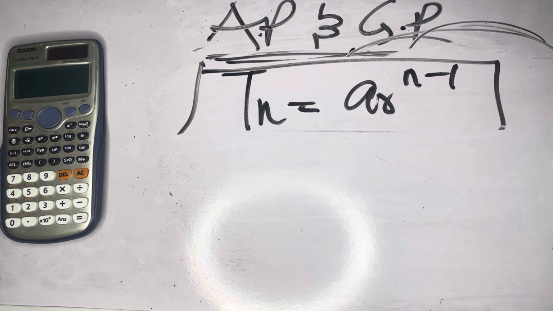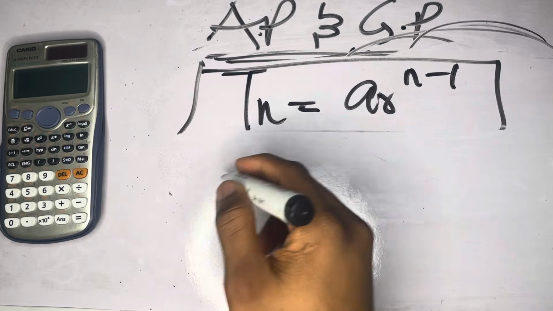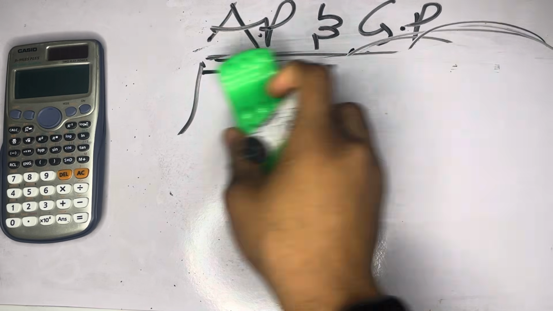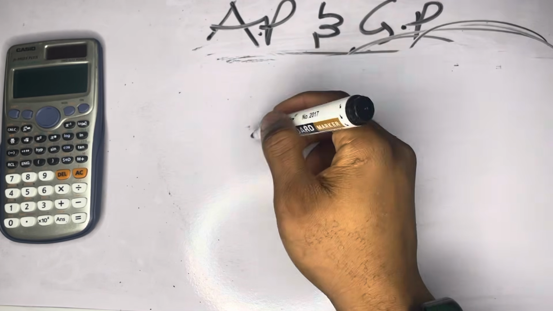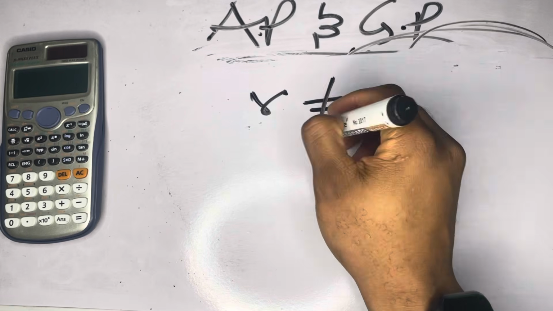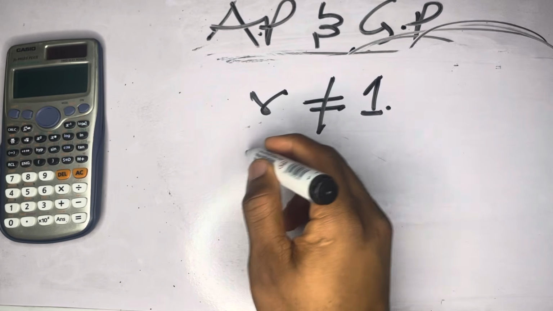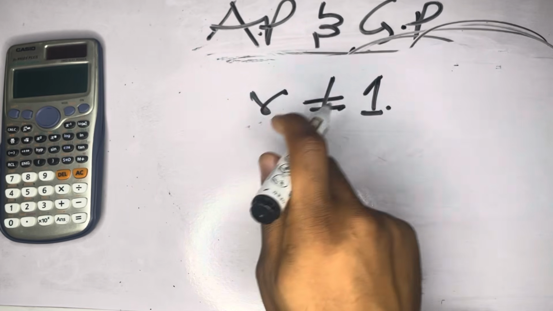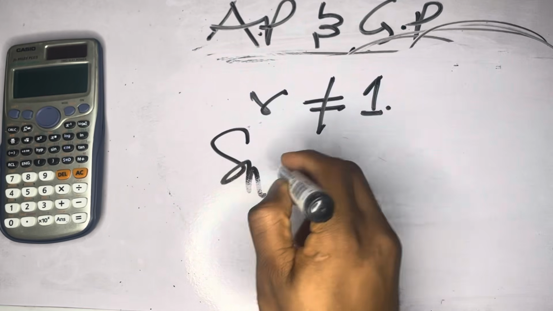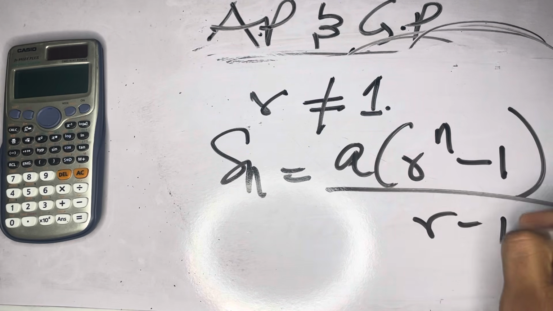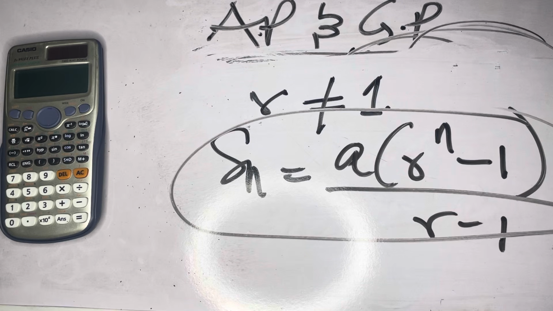Now, it's very important to also know the sum of the first n terms of a GP, just like I gave the sum of the first n terms of an AP. One thing you need to know is that R, which is the common ratio, cannot be equal to 1. I'll explain this when we look at examples. But the formula for the sum of the first n terms of a GP, Sn, is equal to A (R raised to power n minus 1), all divided by R minus 1. This is the formula for the sum of the first n terms of a GP.